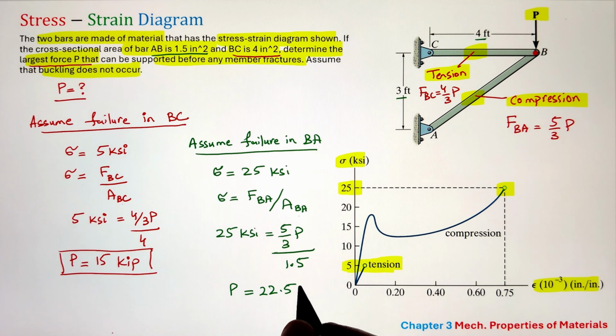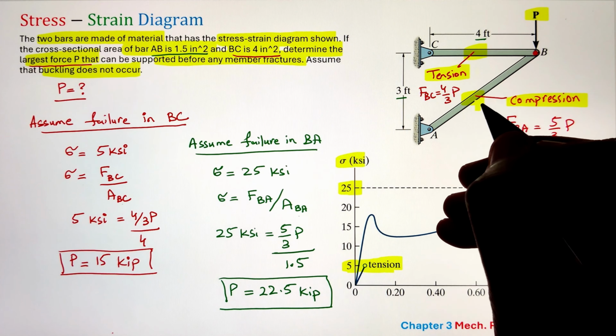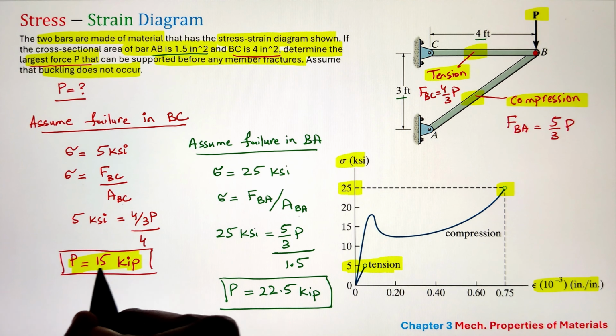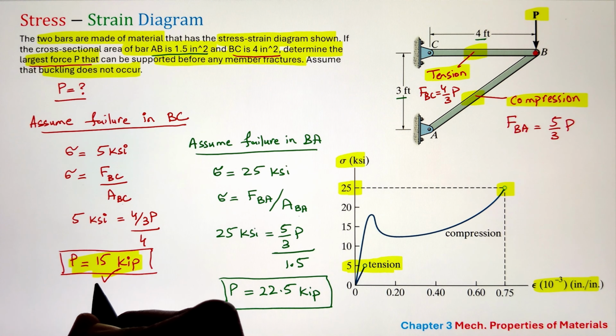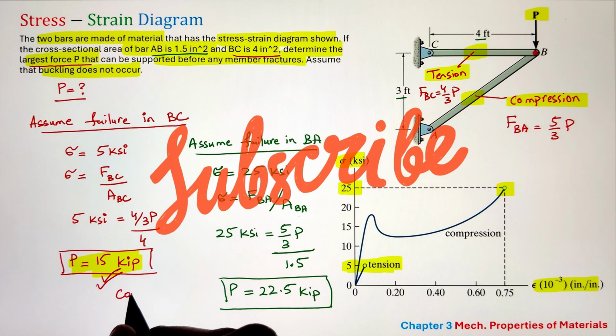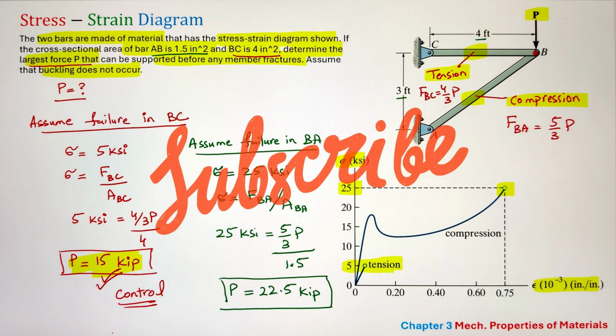Now that we have the value of force at which each of these members fails, the next thing is to determine the largest force P that can be supported before any member fractures. In this case, the controlling force will be the smallest value, because once you start applying a force of 15 kip, our member CB will fracture.